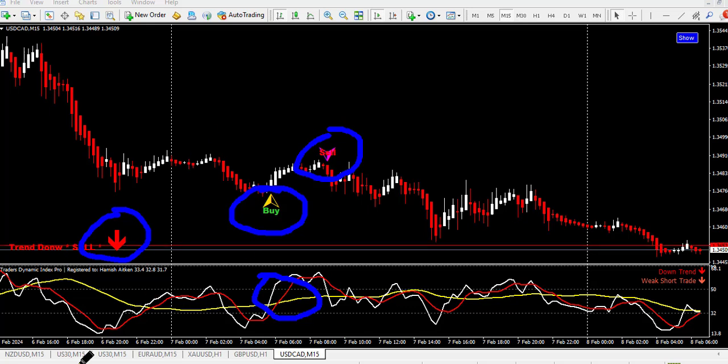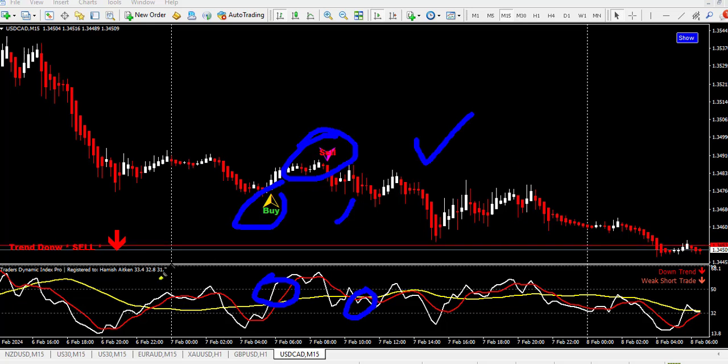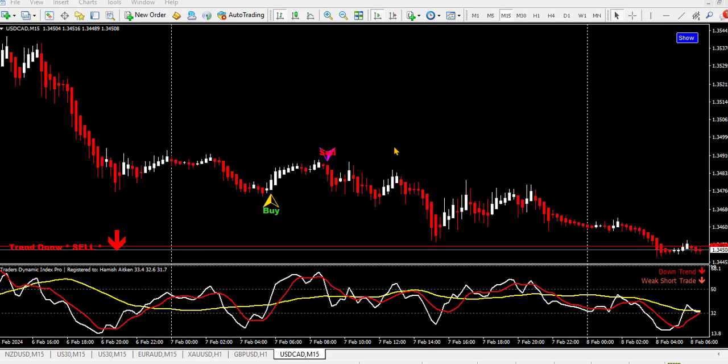Now when you see the arrow here for a buy, you check the TDI indicator. If the two lines are above the yellow line, then you can place your trade, and for sell the two lines must be below the yellow line. The only trade you are going to take is sell and not buy. This particular strategy can be used on any pair and on any time frame you want to trade. Just make sure you check it out.